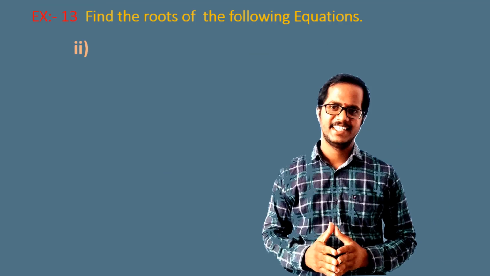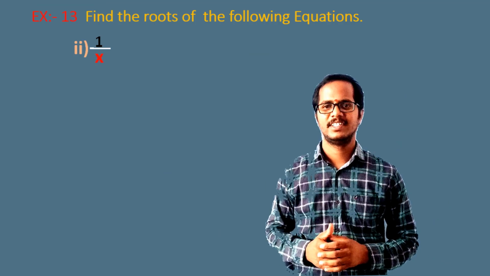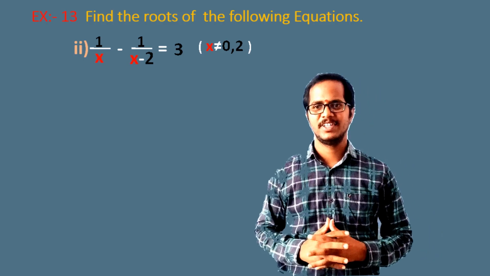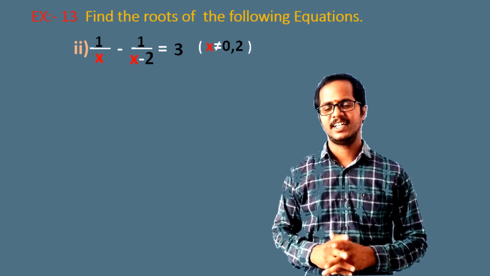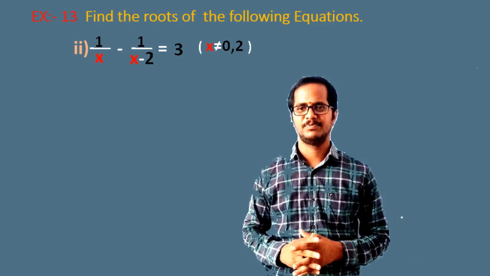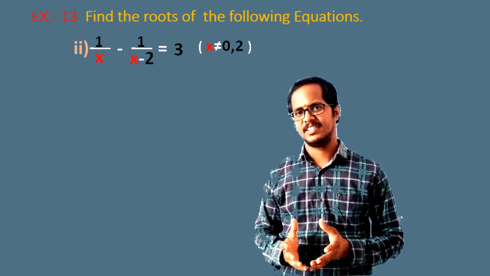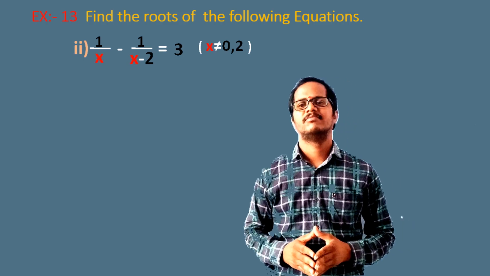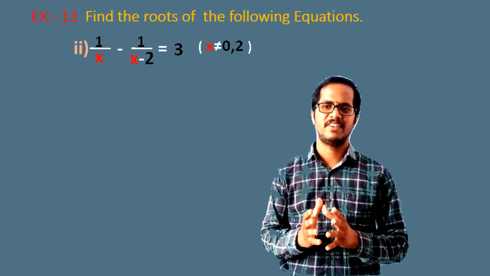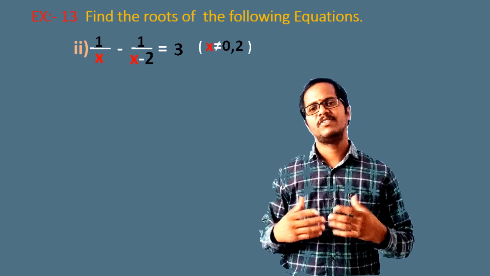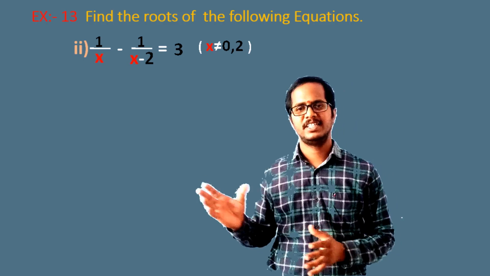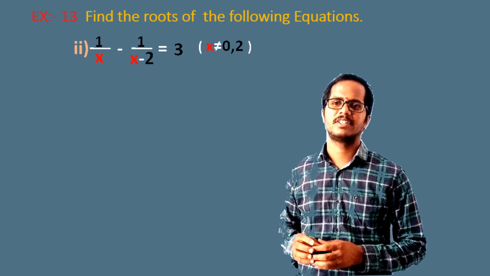Now let us see the second problem. It is given as 1 by x minus 1 by x minus 2 equals 3, where x is not equal to 0 and 2. The given equation is also not in simplified form. So first let us simplify it, then we find the roots of this equation. To simplify this, observe the left hand side part clearly.